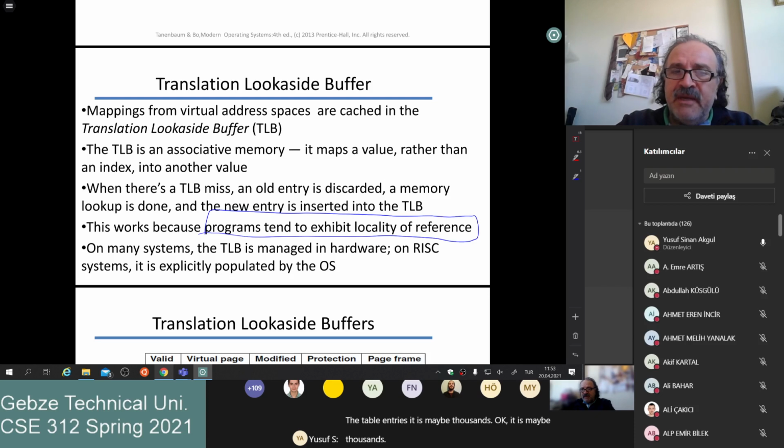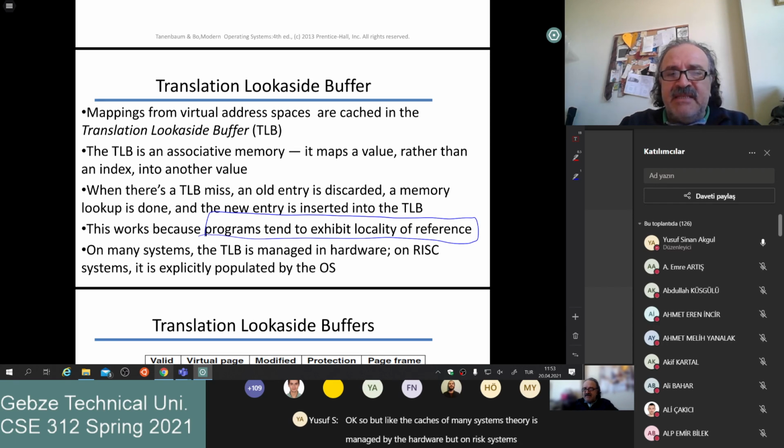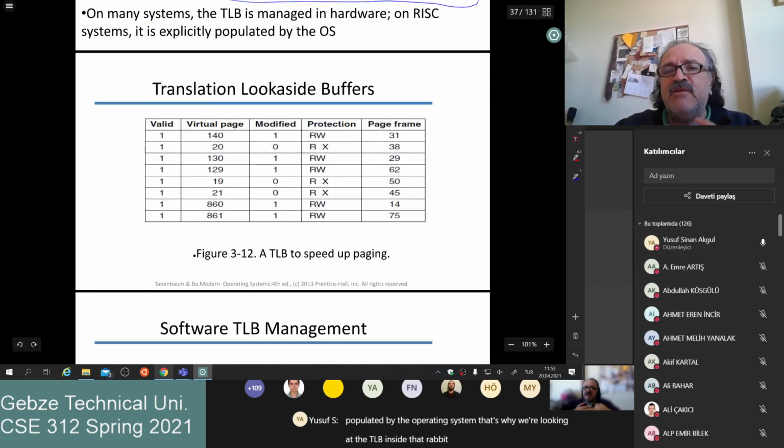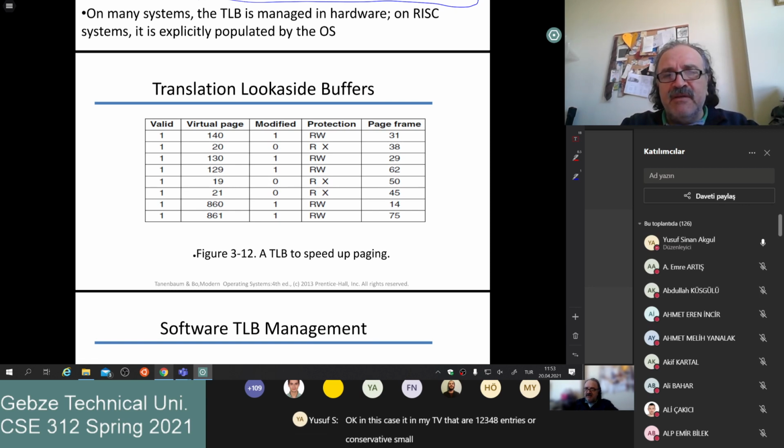But like the caches, on many systems the TLB is managed by the hardware, but on RISC systems, it is explicitly populated by the operating system. That's why we are looking at the TLB. Inside, the TLB is very similar to a page table. Okay, this is what a TLB looks like. And in this case, in my TLB, there are 1, 2, 3, 4, 8 entries. It's a very small translation look-aside buffer.